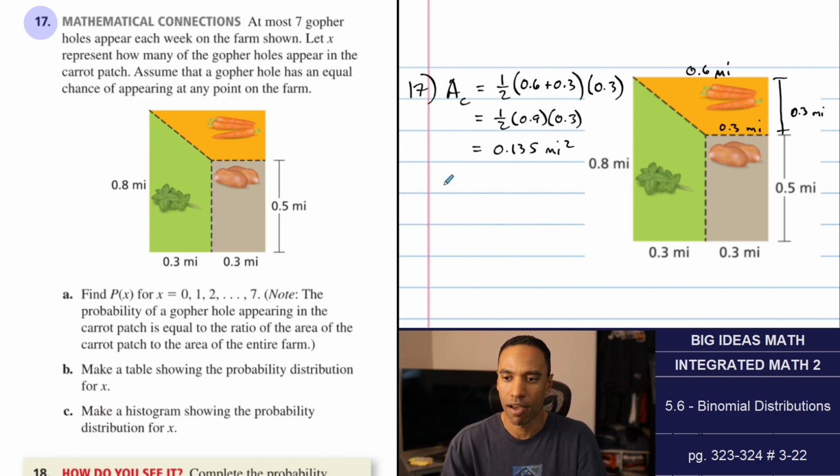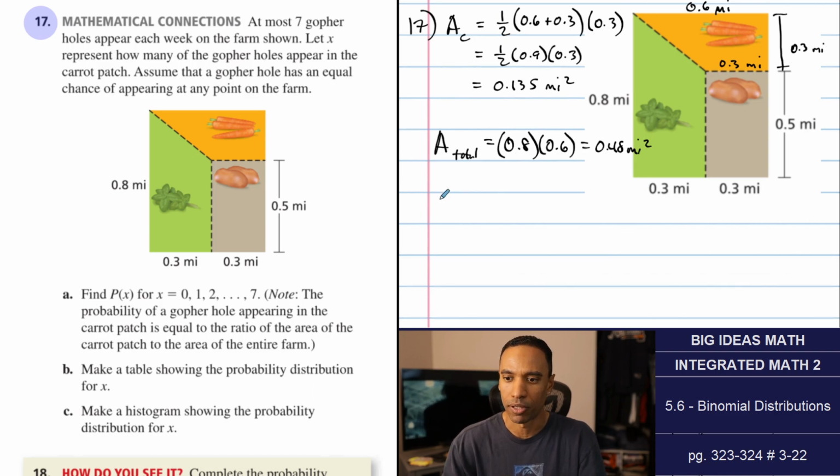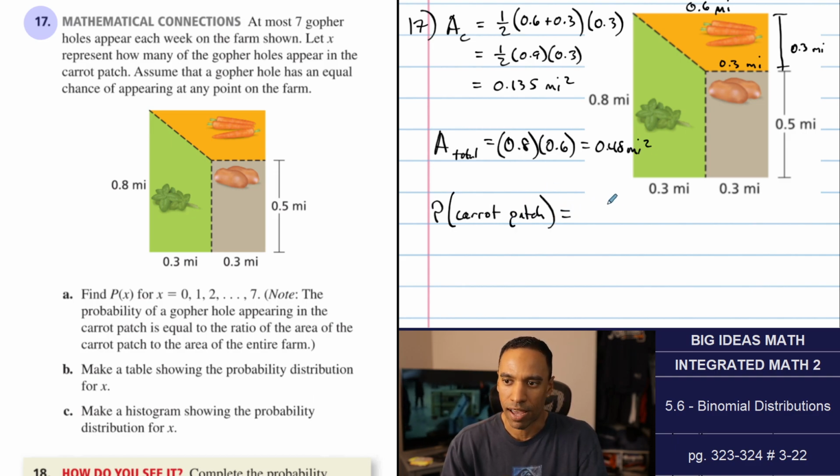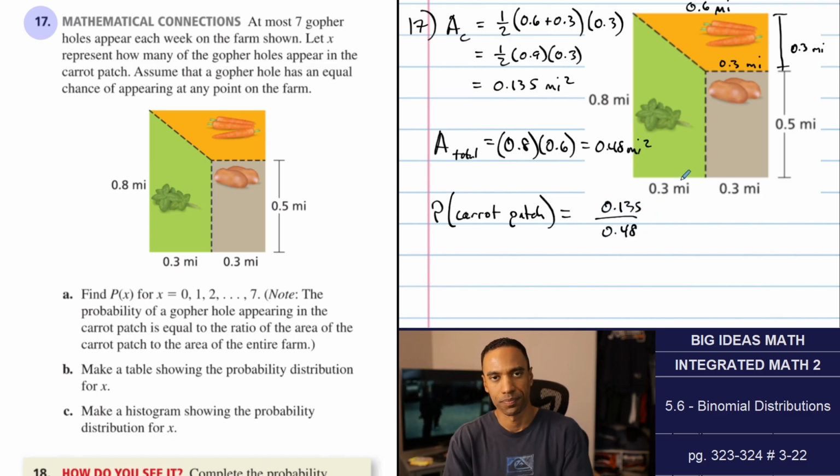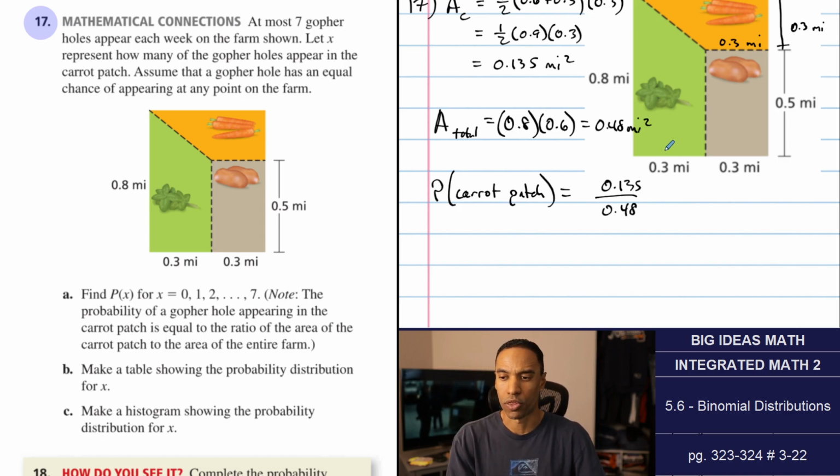Now, the area of the whole thing is a length times width bit, so we got 0.8 times 0.6. I'll trust myself on this one to be 0.8 times 0.6 to be 0.48 square miles. So the probability of landing in the carrot patch, of having a gopher hole there, is going to be dividing those areas. So 0.135 divided by 0.48. Okay. It's going to be somewhere between a third and a quarter. I'm going to guess like 28%, something like that.